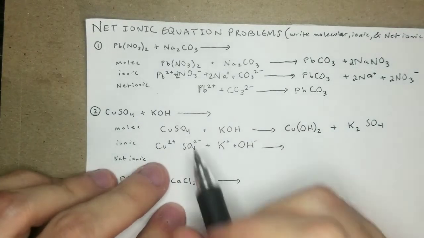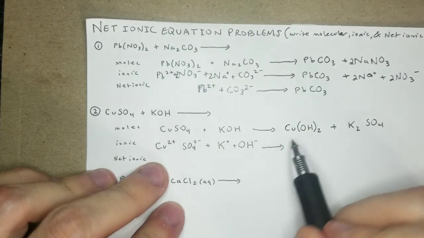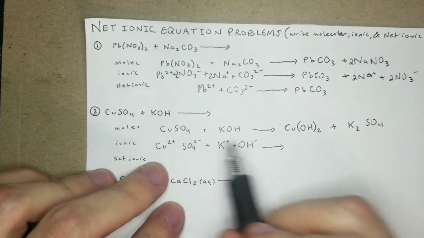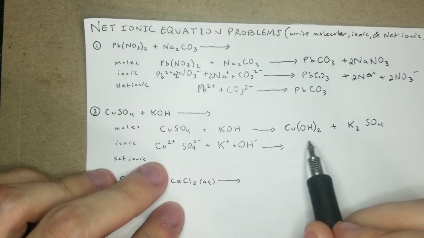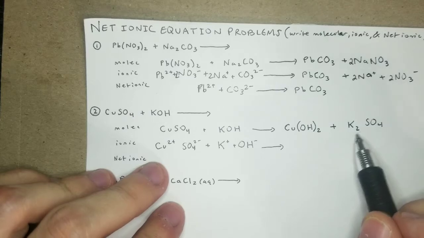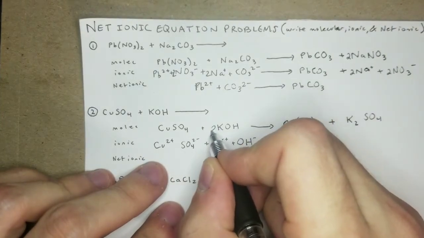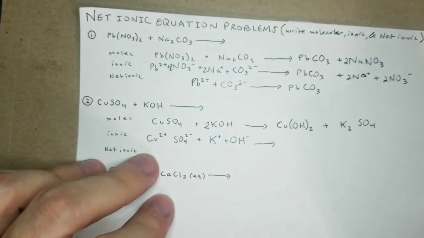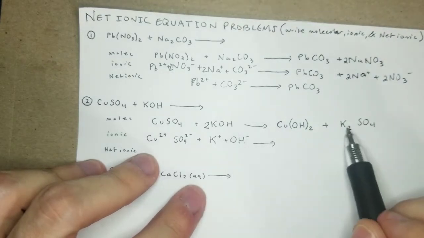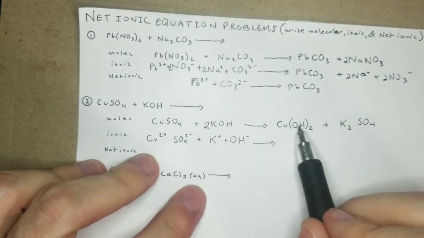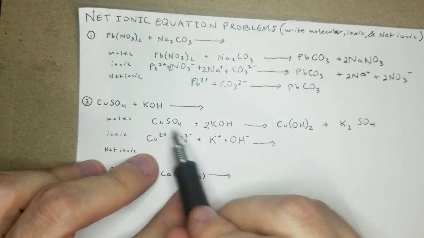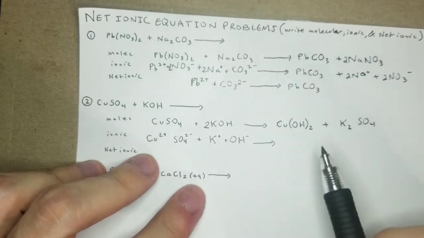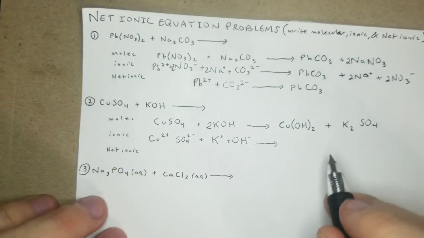So now we'll just check for same elements. Cu, 1, 1. SO4, 1, 1. K, there's 2 Ks over here. And so we're going to put a 2 right there. Now we have 2 potassiums, 2 potassiums. 2 OH, 2 OH. 1 copper, 1 copper. 1 SO4, 1 SO4. So that's all balanced and good.